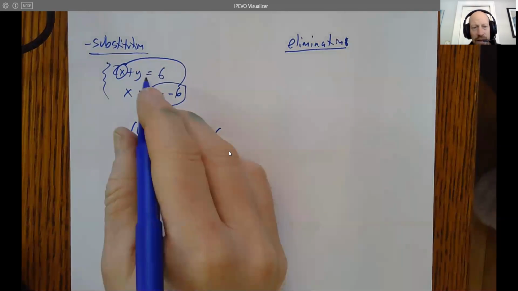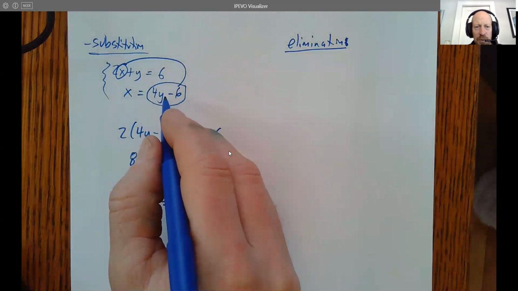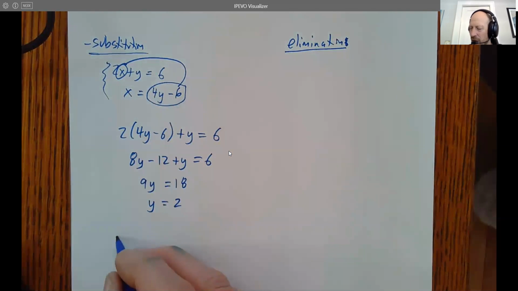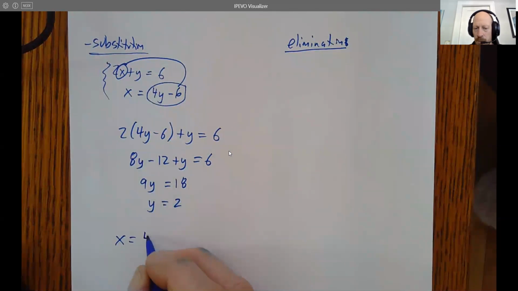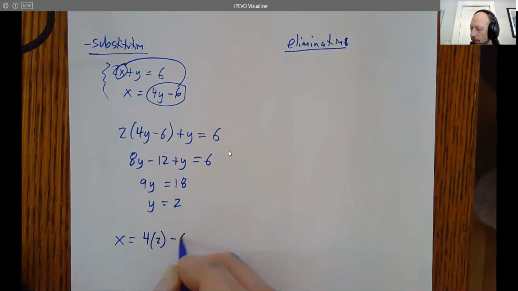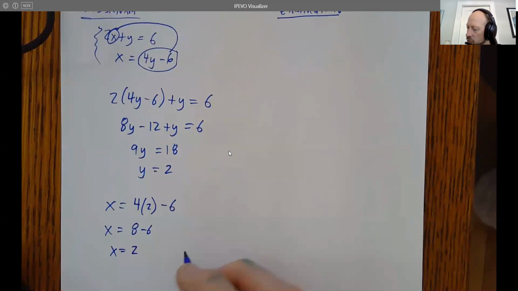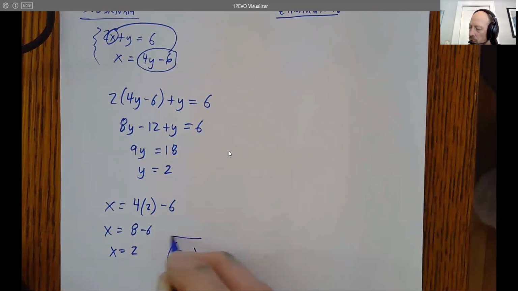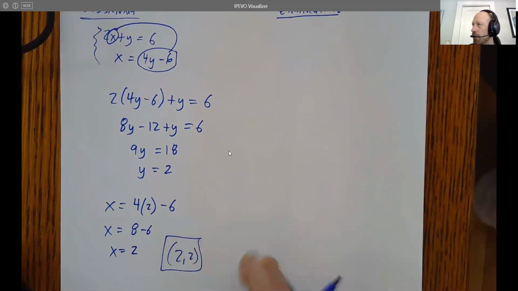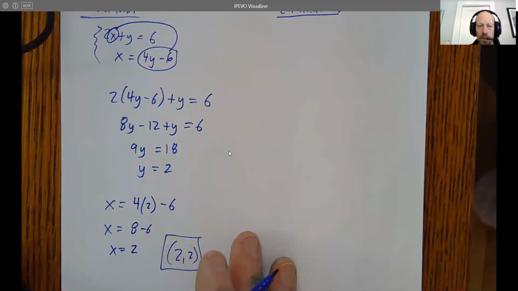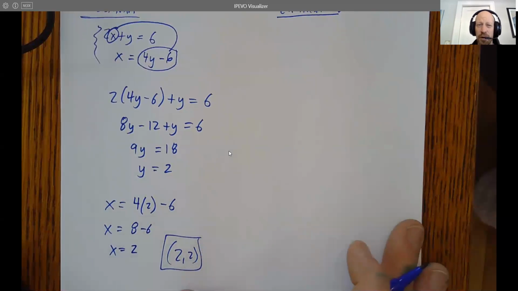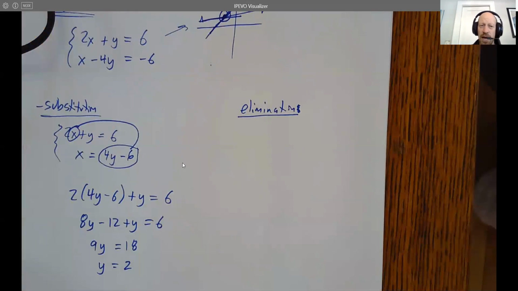I can plug this y into either one of these equations. The bottom one is perfect. That's one of the advantages of substitution. Eight minus 6, x equals 2. So my solution here is 2, 2. The x is 2 and the y is 2. Okay? So that's our goal there with that substitution method.